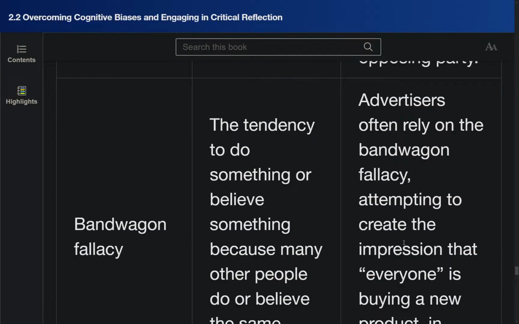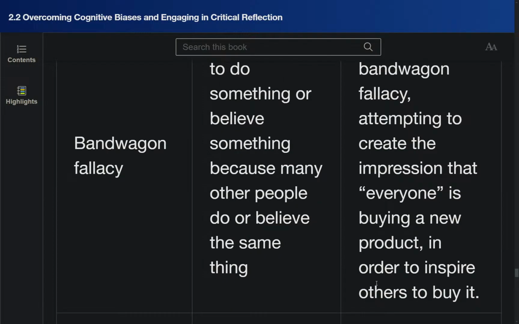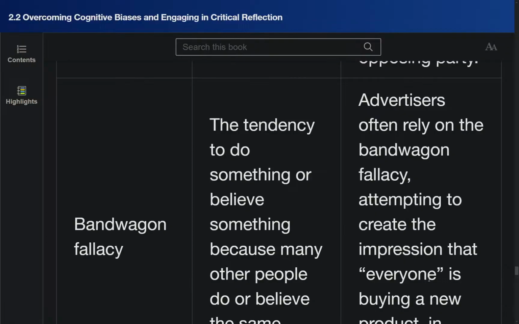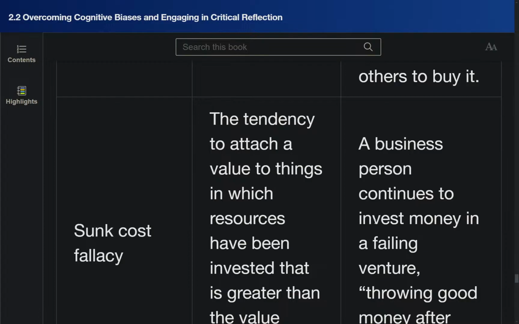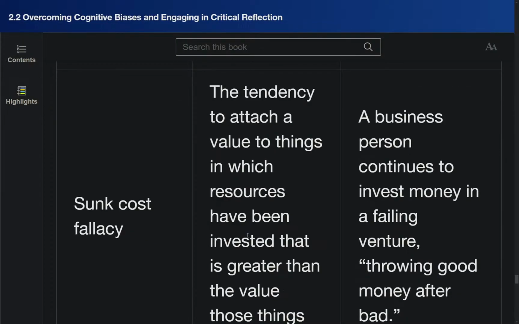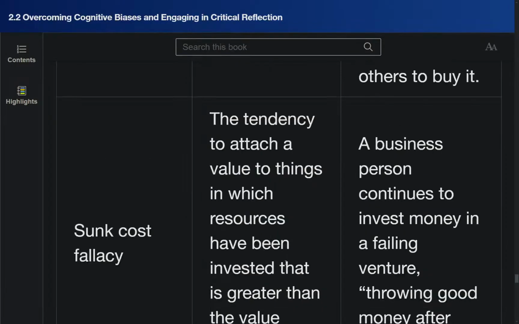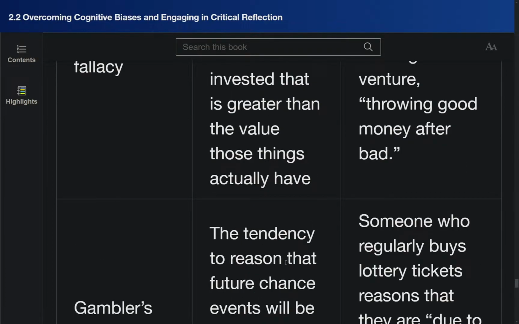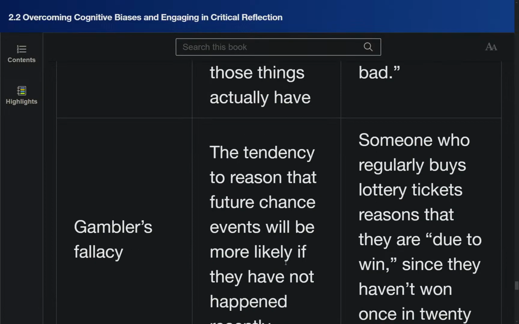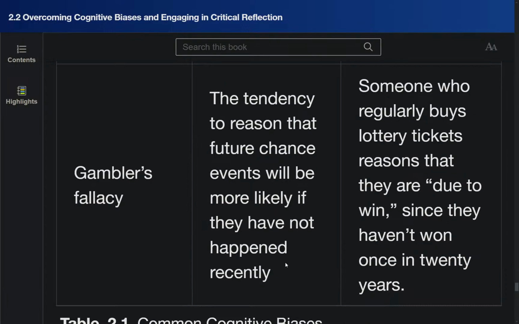Bandwagon fallacy, the tendency to do something or believe something because many other people do or believe the same thing. Advertisers often rely on the bandwagon fallacy, attempting to create the impression that everyone is buying a new product in order to inspire others to buy it. Sunk cost fallacy, the tendency to attach a value to things in which resources have been invested that is greater than the value those things actually have. A business person continues to invest money in a failing venture, throwing good money after bad. Gambler's fallacy, the tendency to reason that future chance events will be more likely if they have not happened recently. Someone who regularly buys lottery tickets reasons that they are due to win since they haven't won once in 20 years.